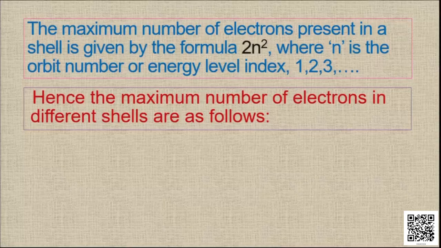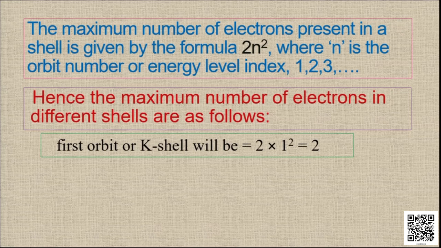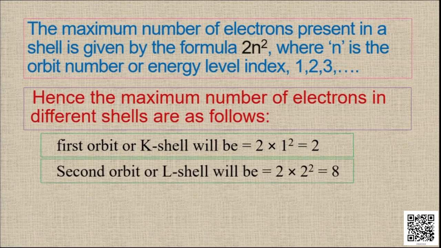So let's see the maximum number of electrons that can be accommodated in the given shells like K, L, M, N. For the first shell, the K shell, by the 2n square formula, 2 into 1 square is equal to 2. For the second orbit, or the L shell, we can have 2 into 2 square, that is 8 electrons.